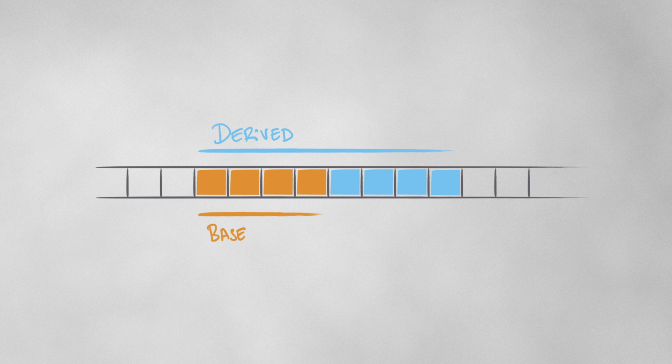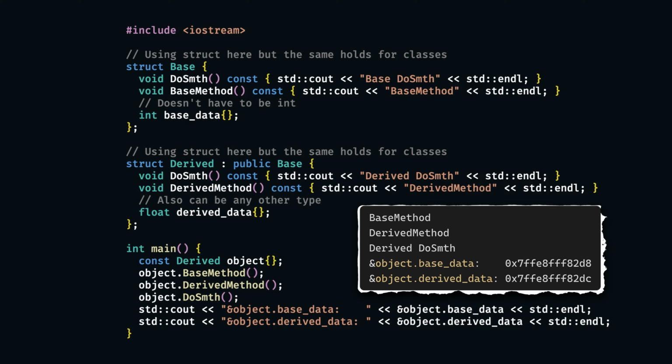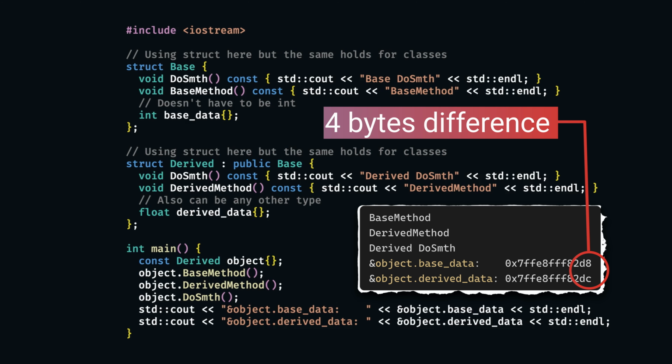Looking at the output this code produces, we see that we can call both the base-specific and derived-specific methods on an object of derived type. Furthermore, because we work with an object of the derived type, the do-something function shadows its counterpart from the base class. As for the data, looking at their address, we see that the derived defined data follows right after the base defined one.